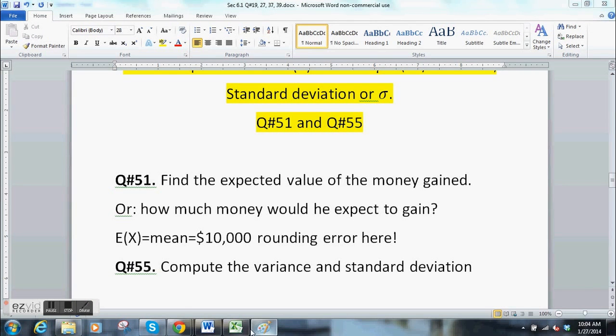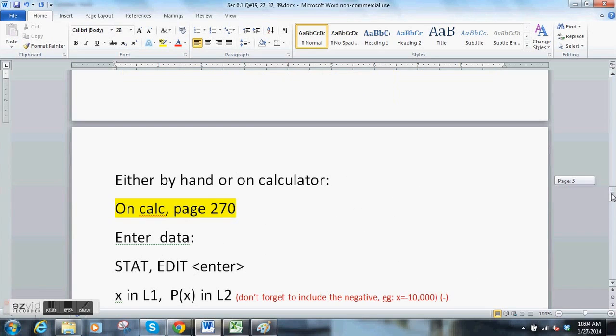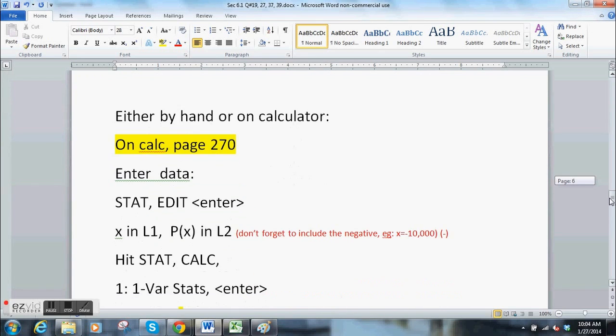Paused it so I could make a new pretty paint screen for you. So question 55, things get a little stickier. Compute the variance and standard deviation. So the variance, you can do this either by hand or on the calculator. Certainly using the calculator is a bit easier, and I recommend it. You basically have to have a calculator for this class. It's so hard to do all the calculations by hand, and it's such a disadvantage when you know that all of your fellow classmates are doing this on the calculator. So look on page 270 for detailed instructions about how to do this on your calculator.